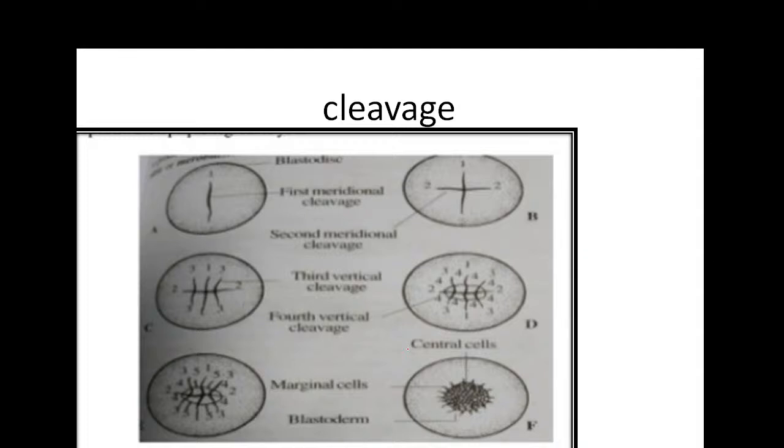Now, unequal cleavage. What does unequal cleavage mean? The cleavage is not complete, or the blastomeres formed are of unequal size, micromeres and macromeres, some larger and some smaller. That is called unequal cleavage or unequal holoblastic cleavage. So in case of birds, the cleavage is meroblastic or incomplete cleavage.